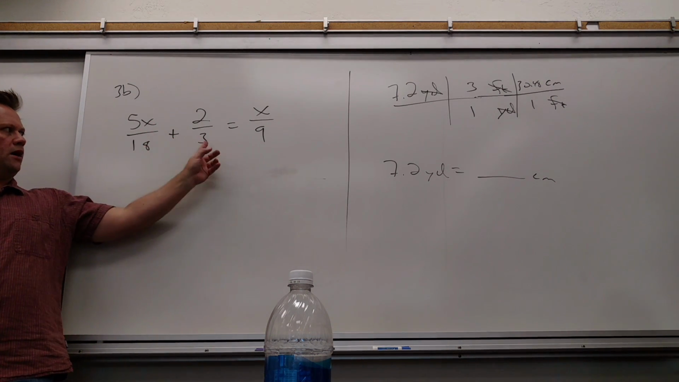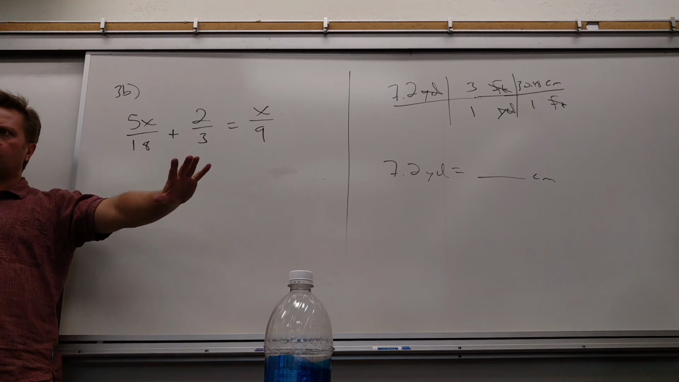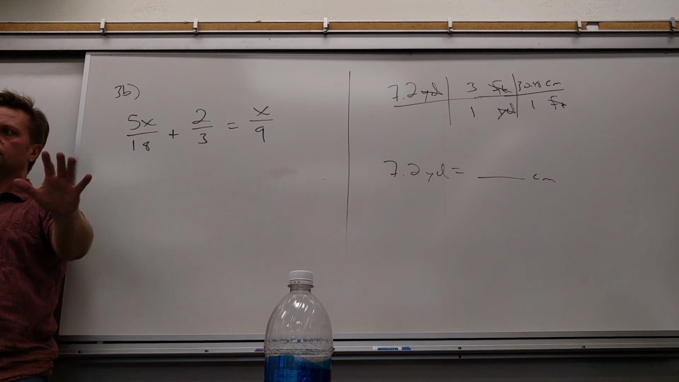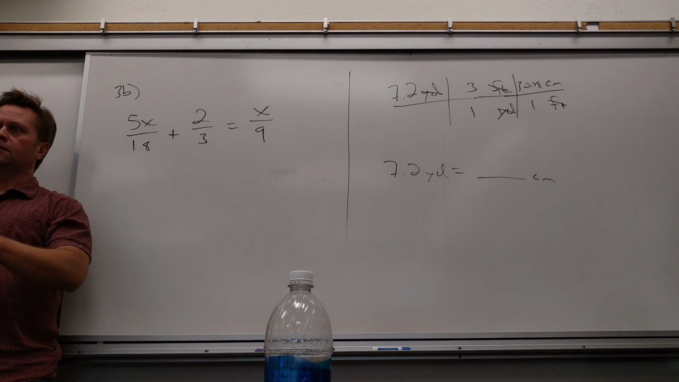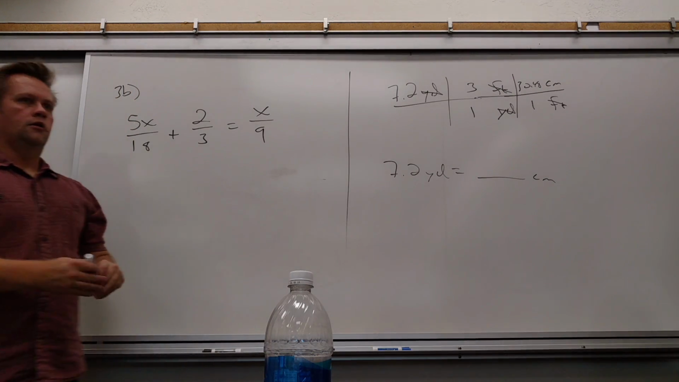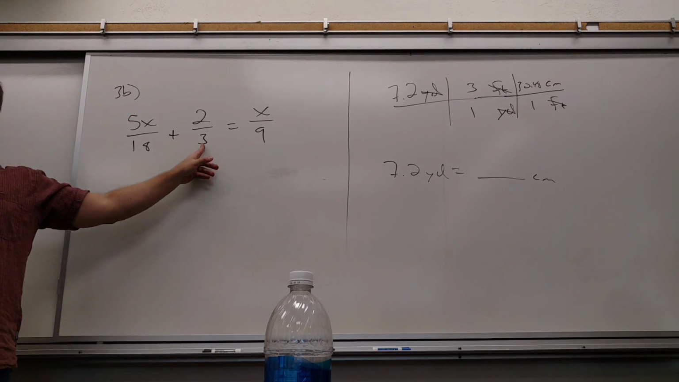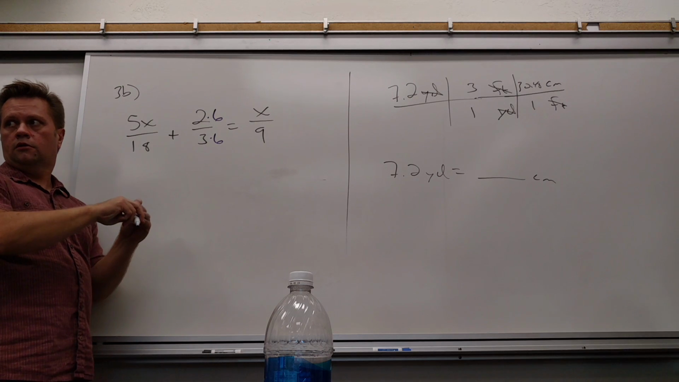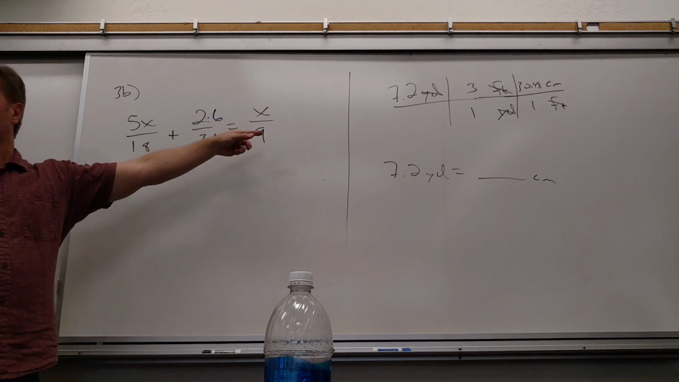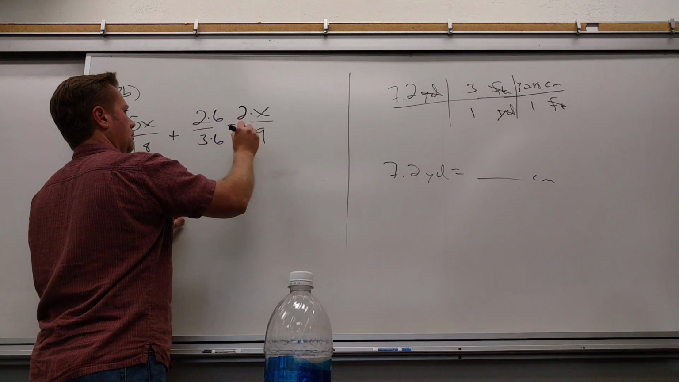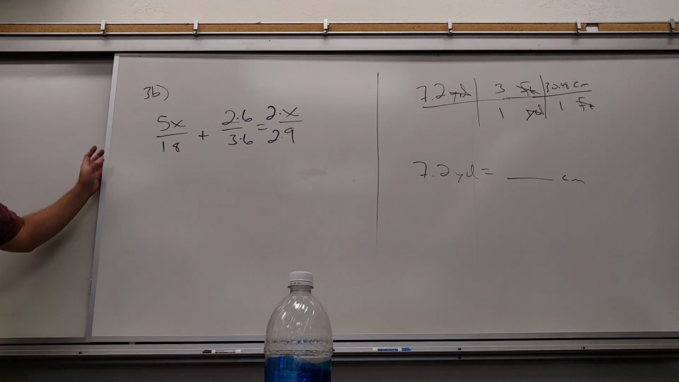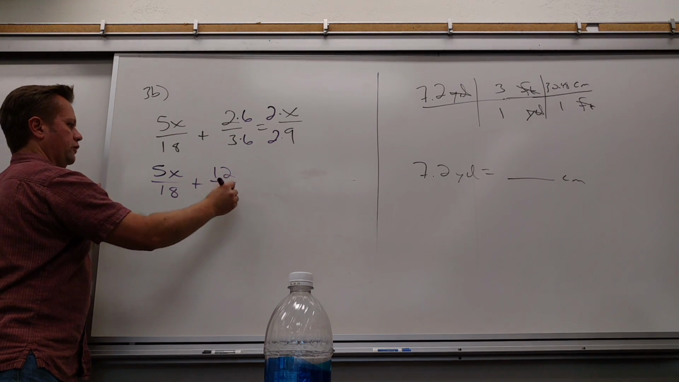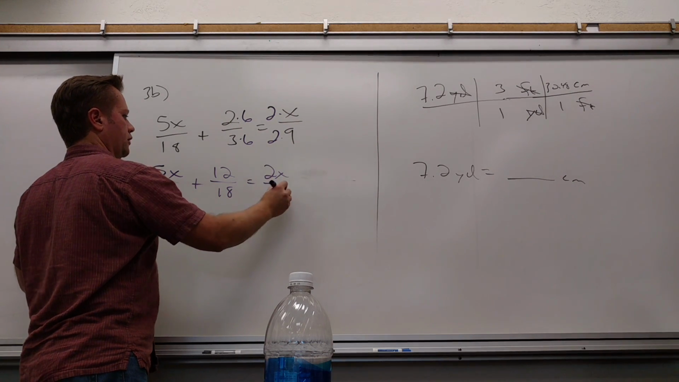Why? Because if I make all of these bottoms 18, everything is being divided by 18, so then I'm allowed to go ahead and multiply by 18 and kill all the bottoms. All right, here we go. So how do I make this become 18? Multiply by 6. That's where the 12 comes from. How do I make 9 become 18? Multiply by 2. Rick is quick. You gotta watch out. So now I get 5x over 18 plus 12 over 18 equals 2x over 18.